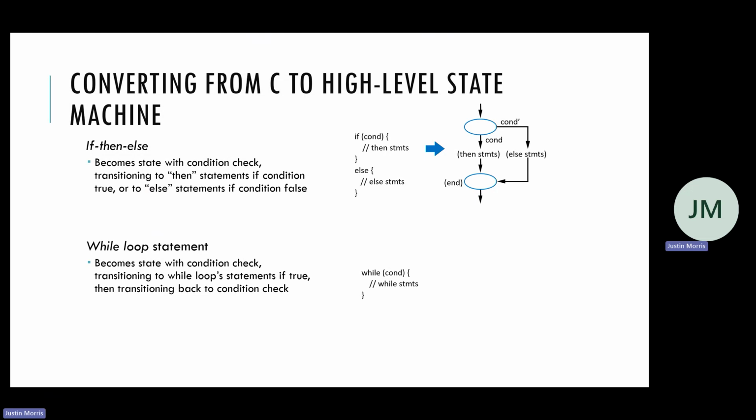And then we also have the while loop. So what do we think the while loop is going to look like? You need a transition back up, right? So I do the while statements if the condition is true. And then when I'm done with those statements, I check if I go back. But what about when the condition is false? It goes to the next state.